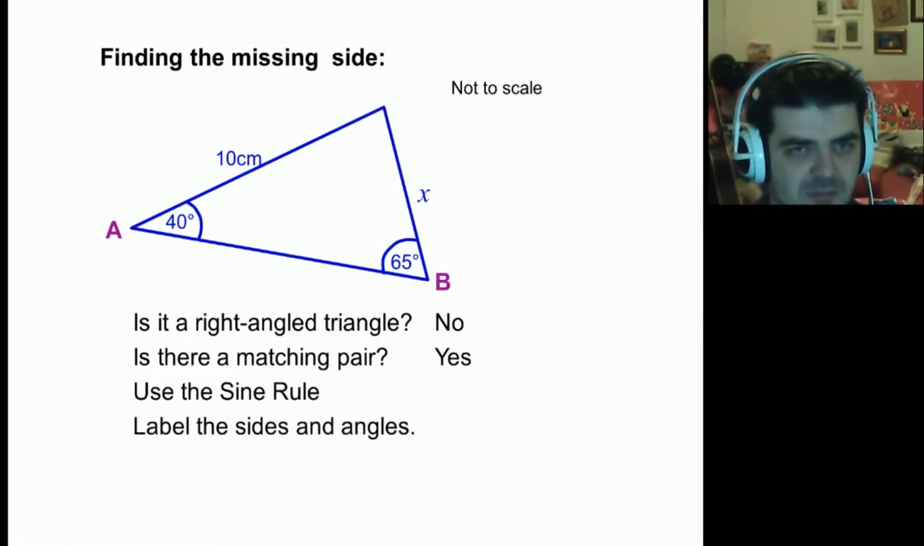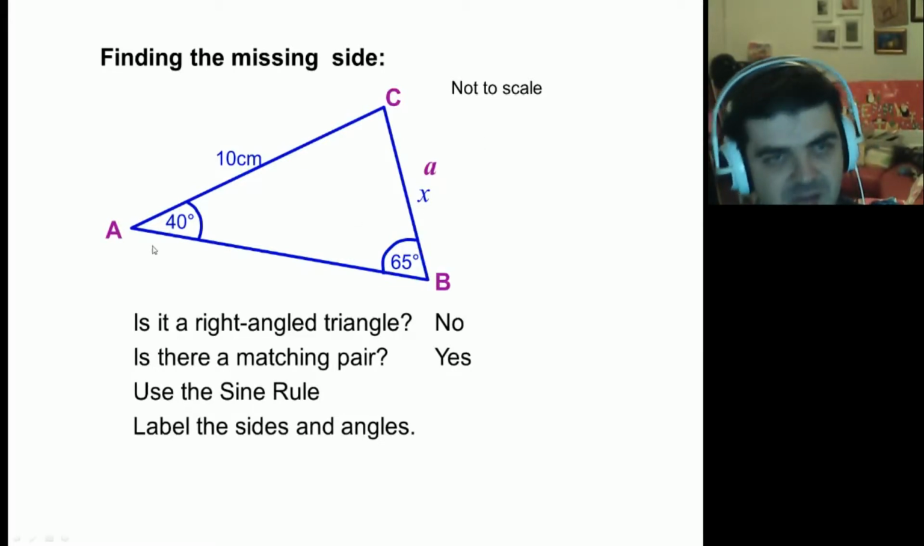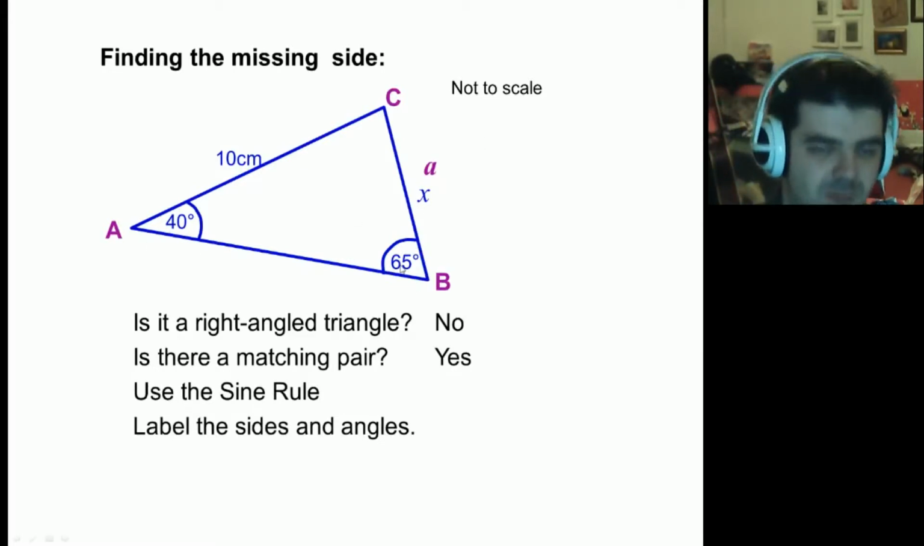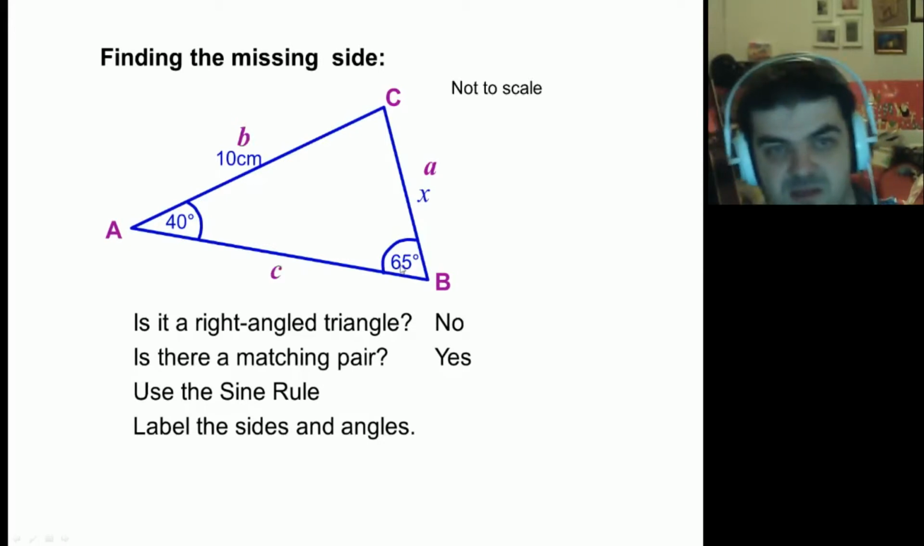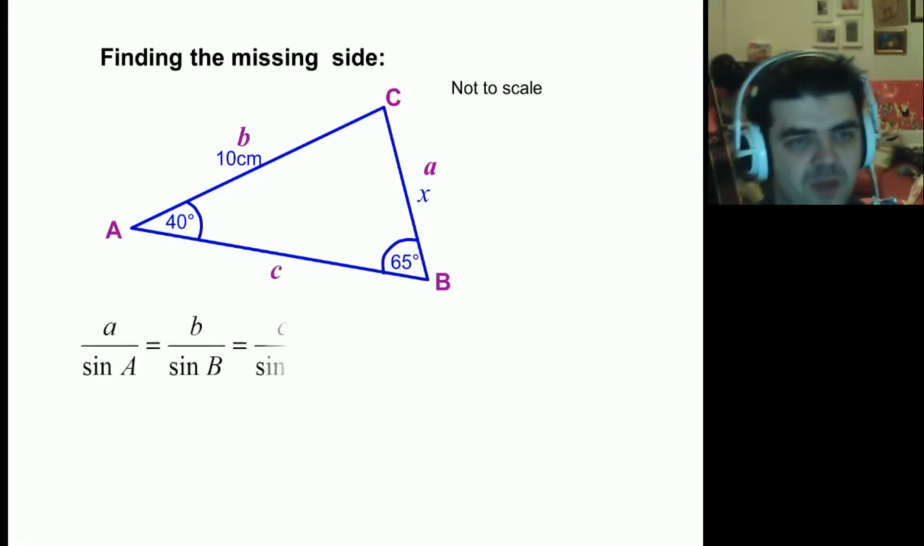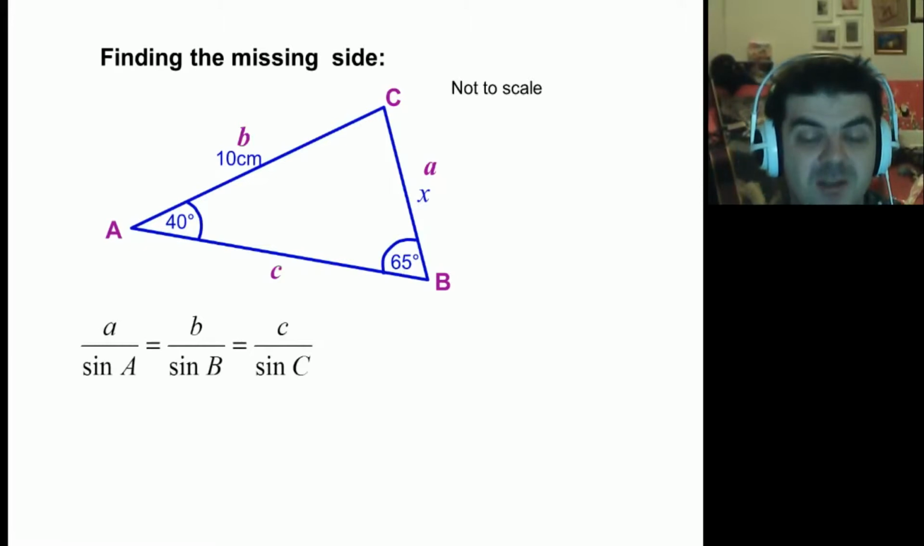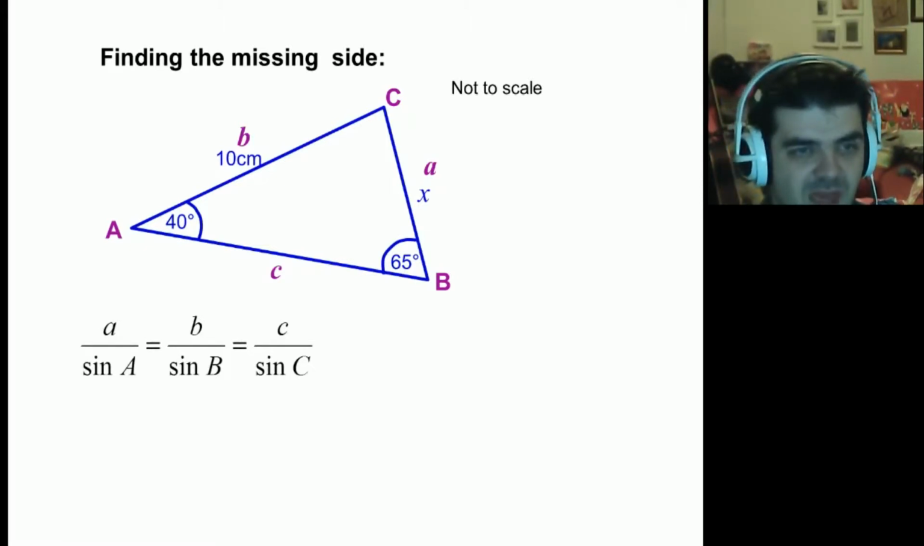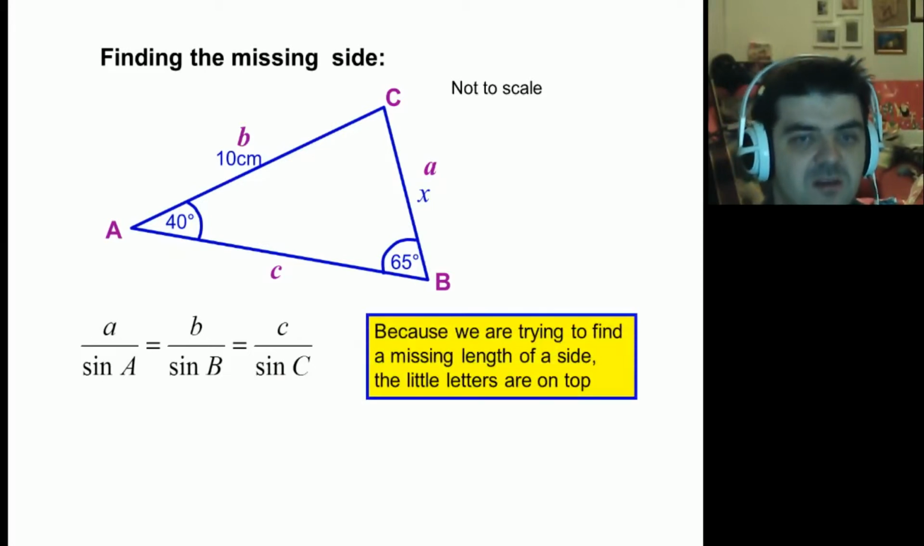So we go A, B, C at the angles, and then subsequently our side A faces angle A, side B faces angle B, and same as C and C. We use our formula, and we substitute in the values that we know. So we know the length of A is x, and sine of the angle is going to be sine 40. Now it popped up on the right there.